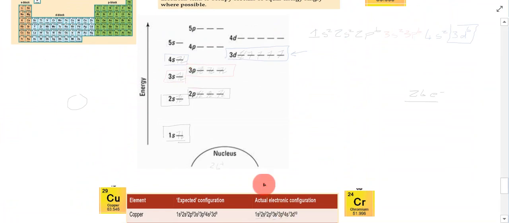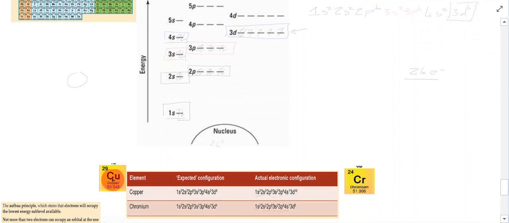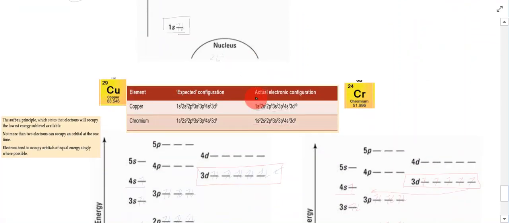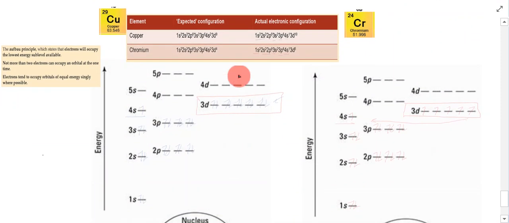And again, it's just to be aware of these 2 particular elements within the D group because they are slightly different. We would expect them to fill up this way, but they don't. They actually fill up slightly differently.